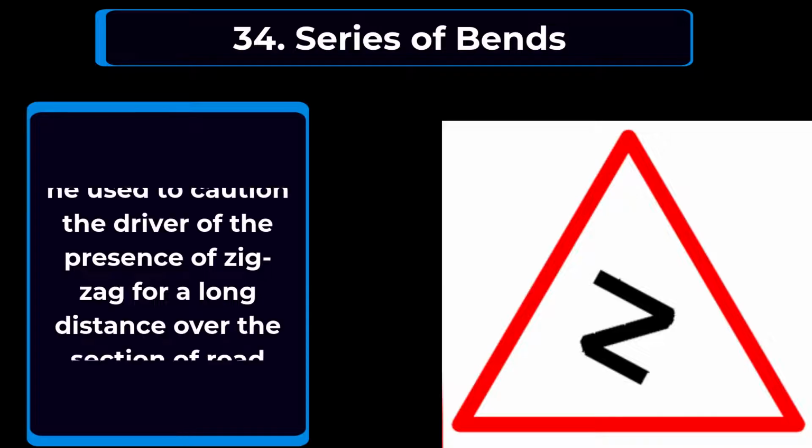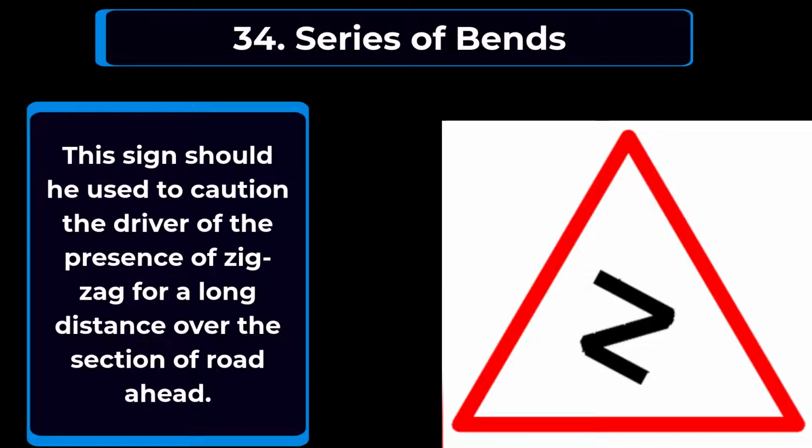34. Series of bends. This sign should be used to caution the driver of the presence of zigzag for a long distance over the section of road ahead.